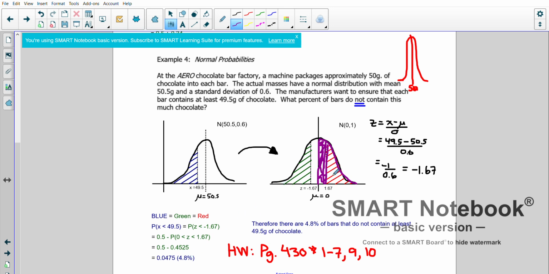So this red percentage, even though it looks like more, just because of the way I've drawn it, is really only about 5%. And this red equals the green, which again equals the blue.